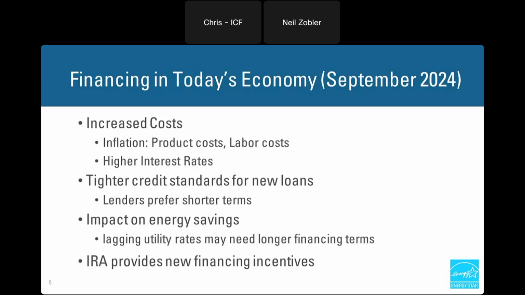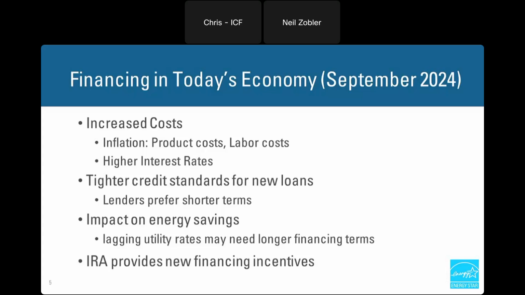A little insert here about finance in today's economy in September 2024. This has not changed all that much, although things are getting a little bit better. But we are dealing with some serious increased costs due to inflation. Project costs are going up, labor costs are going up, higher interest rates really having a squeeze on the ability to do more comprehensive energy efficiency projects. So being able to find lower cost or longer term financing alternatives really becomes critical when you're going to be doing comprehensive energy efficiency improvements in your properties.